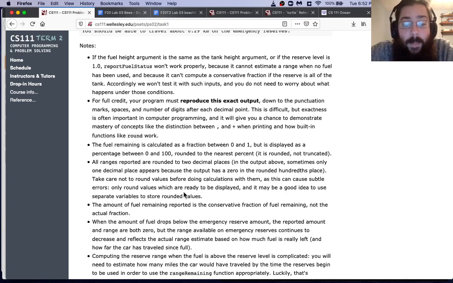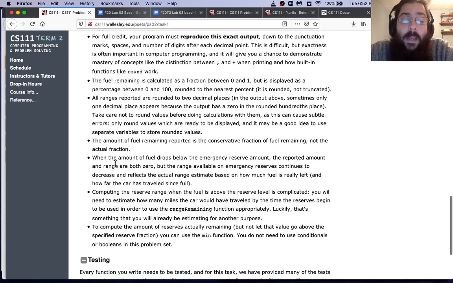driver to understand. Next note, the amount of fuel remaining reported is the conservative fraction of fuel remaining, not the actual fraction. And I already talked about that a little bit. Next note, when the amount of fuel drops below the emergency reserve amount, the reported amount and range are both 0, but the range available on emergency reserves continues to decrease and reflects the actual range estimate based on how much fuel is really left. That's what I already talked about.